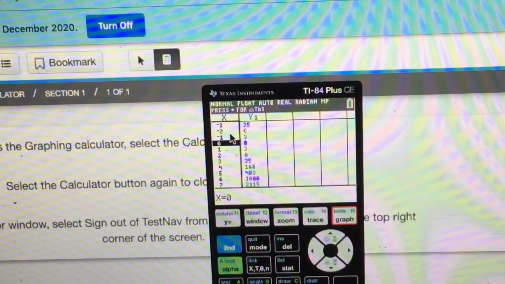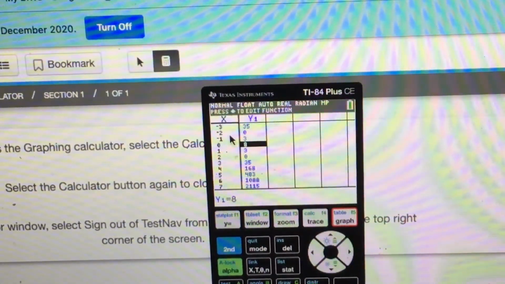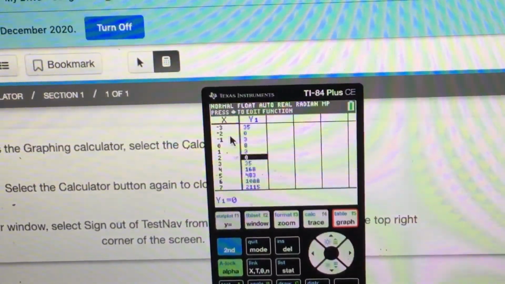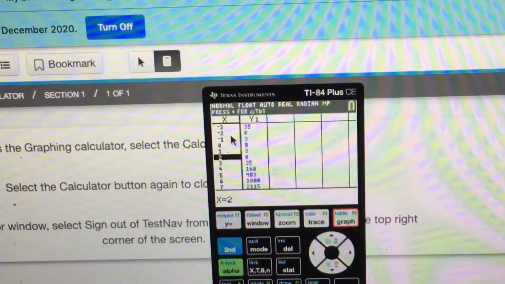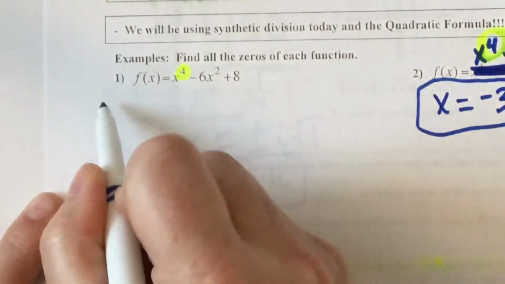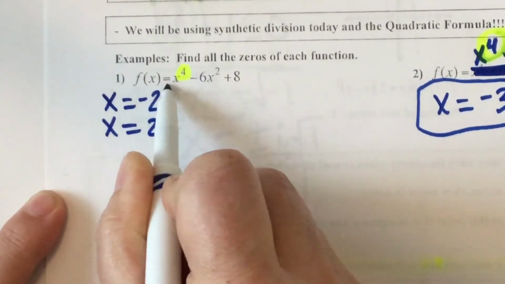And that, what does that say? Oh, that's not a 0. That looked like a 0, but it's not. And then +2 is an answer because there's a 0 in the y column. Okay, so those other answers are decimals. So -2 and +2 are answers. So I've got 2 of the 4 answers.